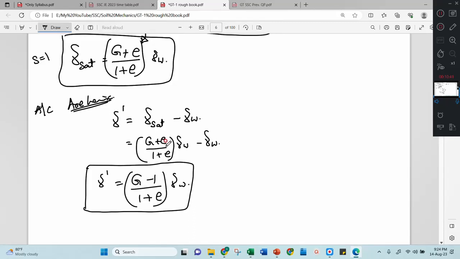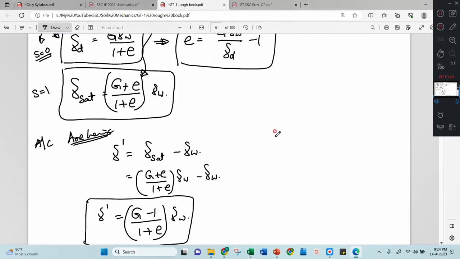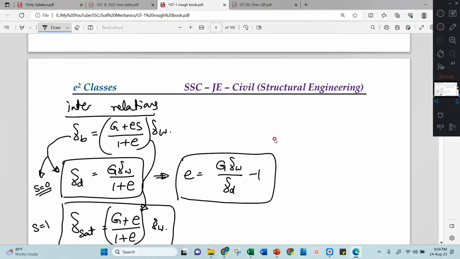Right? Now we have further equations. This equation is very important. I call this equation a switch. That is ES equal to WG.